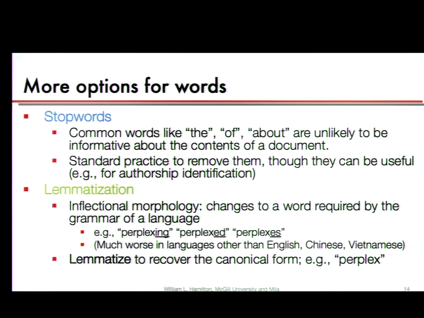Lemmatization is a very similar story. Lemmatization is this idea that words have all kinds of inflected morphological forms. The example we have here is the word perplexed, or perplexing, or perplexes, and perplex is the stem here. There's a bunch of different words we can derive from the word perplex, but they're all semantically coming from the same word. So we call perplex the lemma in this case.